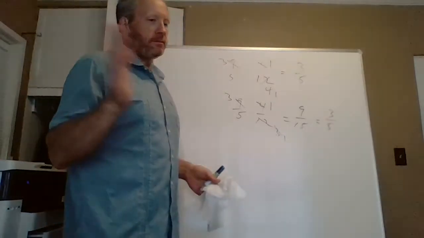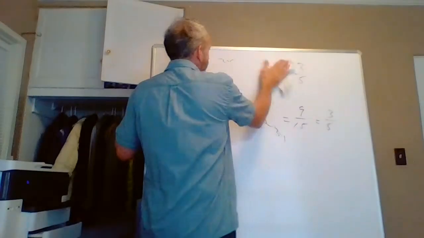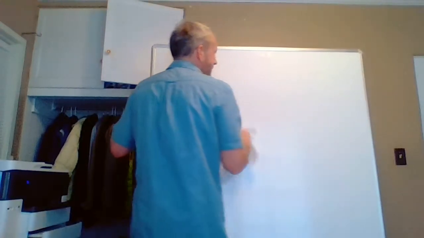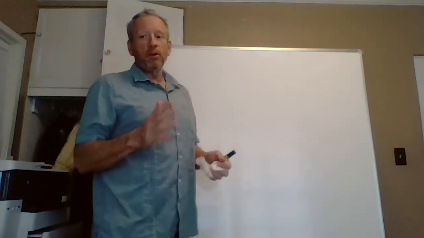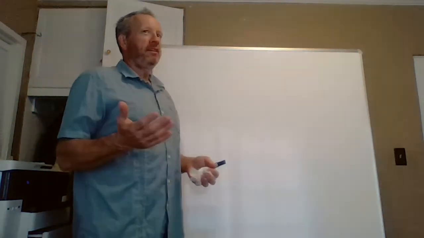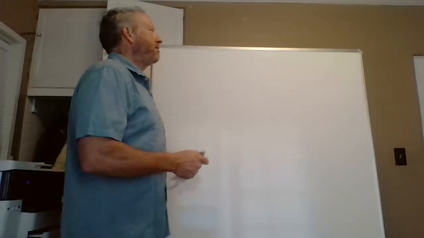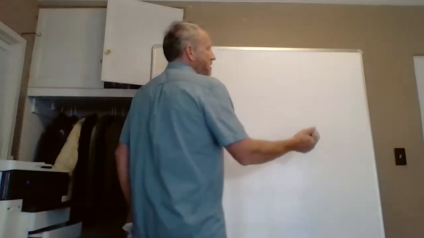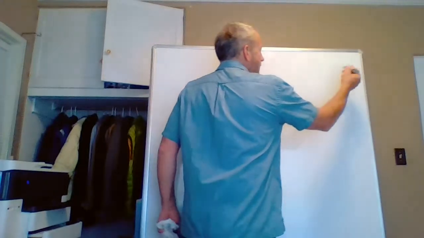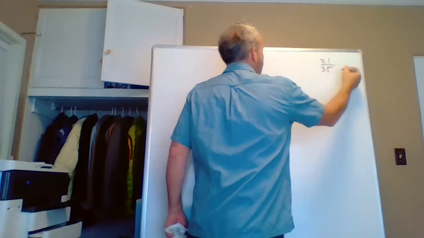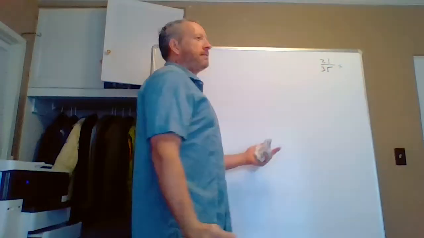Now, a slightly deeper question, and it's one, unfortunately, that doesn't have the sort of easy answer that everybody would like it to have. And that is, well, here, let me give you an example. Suppose I have 21 over 35. And I said, reduce that.